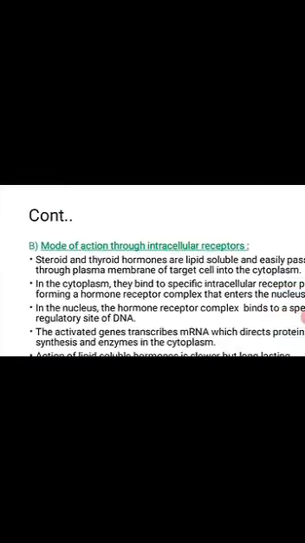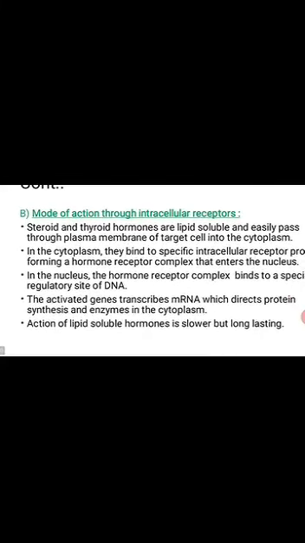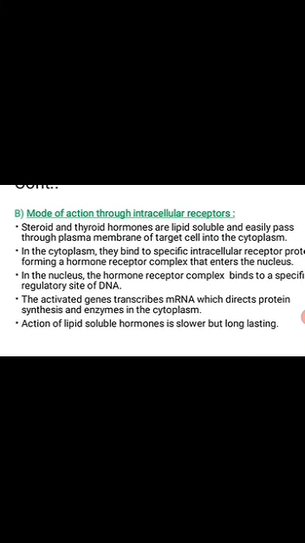Now the next one is the mode of action through the intracellular receptor. As we studied, hormones which are not lipid soluble do not enter inside the plasma membrane. Now just opposite to that, the steroid and the thyroid hormones are lipid soluble and can easily pass through the plasma membrane of the target cell into the cytoplasm.